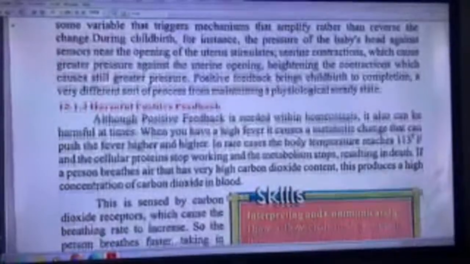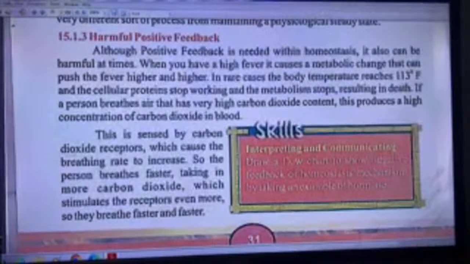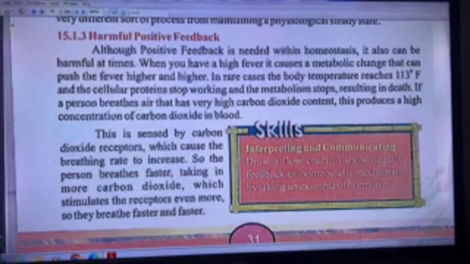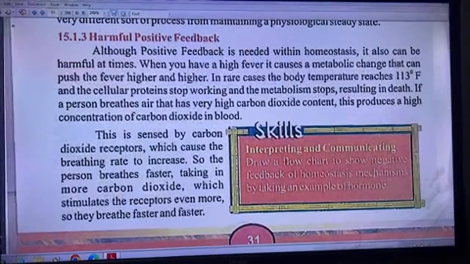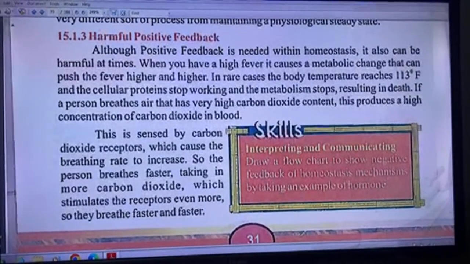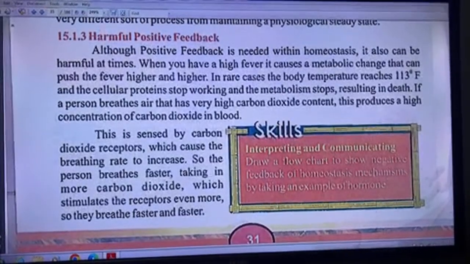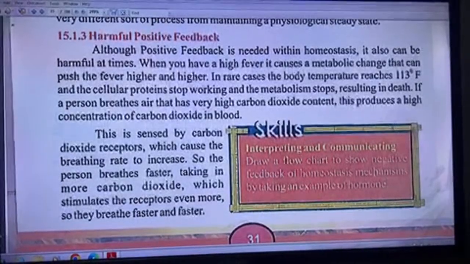Harmful positive feedback. Although positive feedback is needed within homeostasis, it can also be harmful at times. When you have a high fever, it causes metabolic changes that can push the fever higher and higher. In rare cases, the body temperature reaches 113 degrees Fahrenheit, the cellular proteins stop working and the metabolism stops, resulting in death.